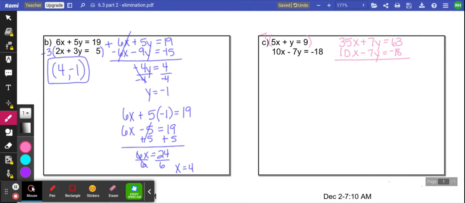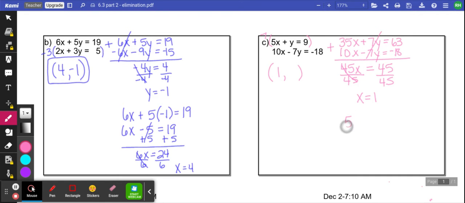35 plus 10 gives me 45x. These in the middle are gone. And then 63 minus 18 also gives me 45. So when I divide by 45 on both sides, x equals 1. So the first half is 1 comma something.